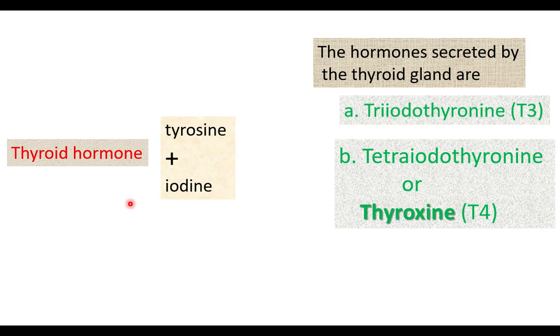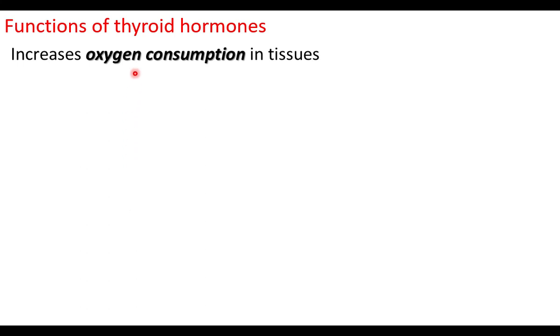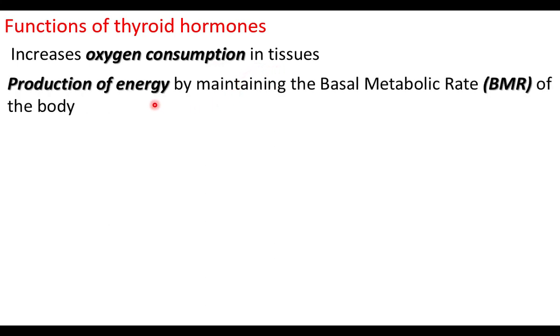Now let us see the functions of thyroid hormones one by one. Thyroid hormone controls oxygen consumption. It increases the oxygen consumption in tissues. We have already discussed aerobic respiration. What is aerobic respiration? Respiration that occurs in the presence of oxygen. During respiration, oxygen is used to produce energy. So increased oxygen consumption in tissue is related to energy production. So these hormones are necessary for energy production.